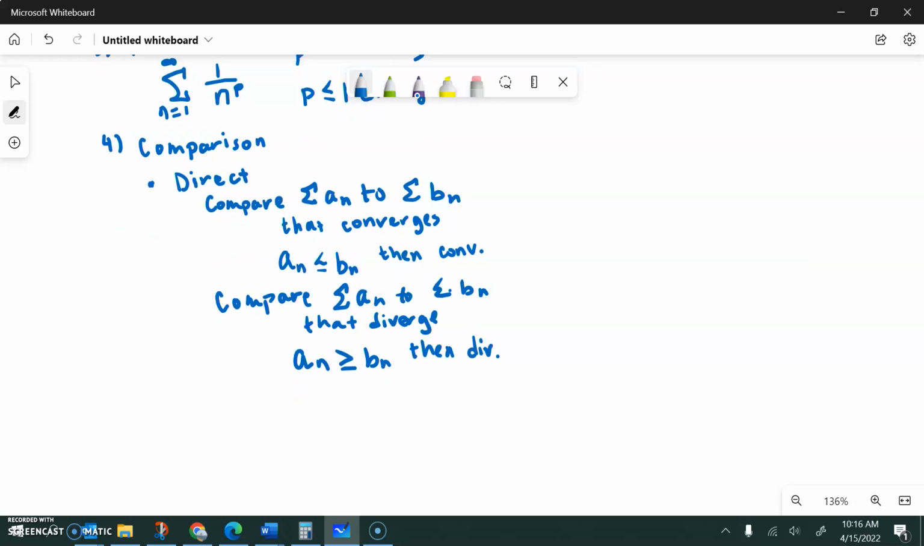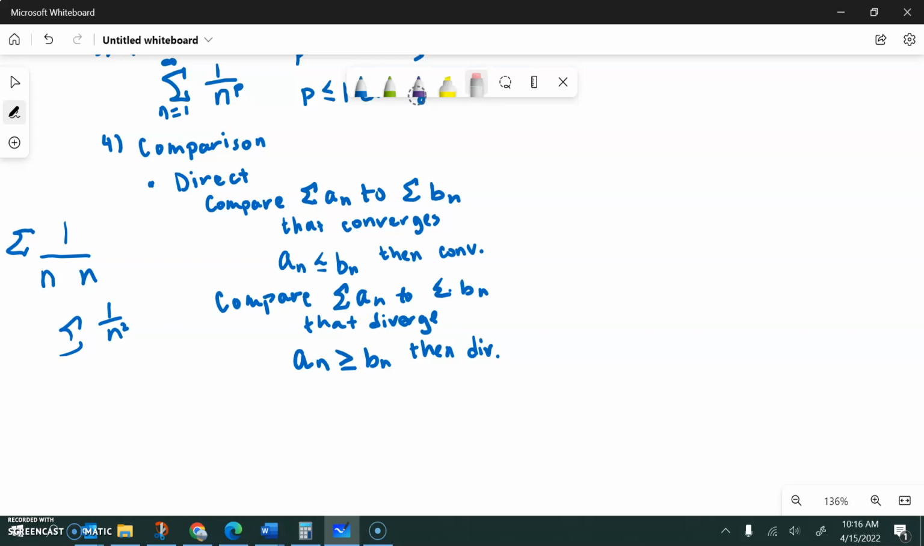But direct comparison is really helpful for something like 1 over n squared plus n. We could compare that to 1 over n. So if this is my series, I could compare to 1 over n squared. And I know that every single term is larger than 1 over n squared. And so I can say with confidence that direct comparison works.